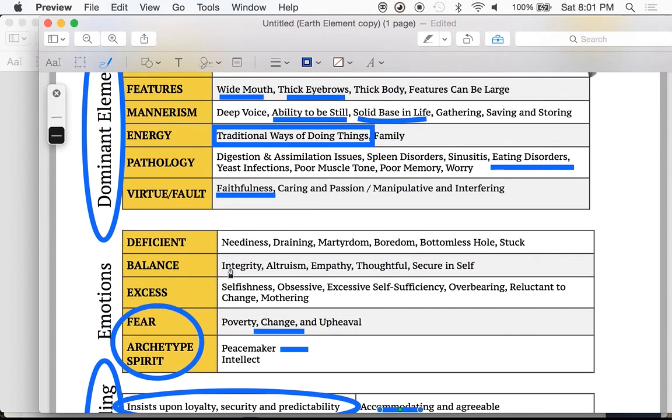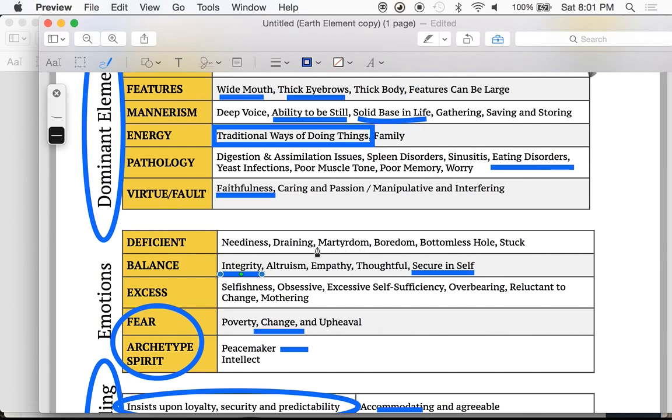Now, when they're in balance, like I've said, integrity, empathy, thoughtfulness, secure in self, they're pretty confident and secure people. But when it's out of balance, it depends on which way it goes. If you've been put in what you would consider a dead-end job and you're being asked to do the same thing over and over every day and you run out of that energy, what'll happen is it'll start to manifest in neediness and you'll feel very draining to yourself and to others.